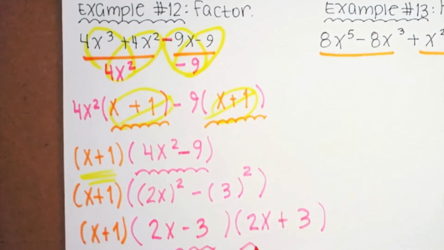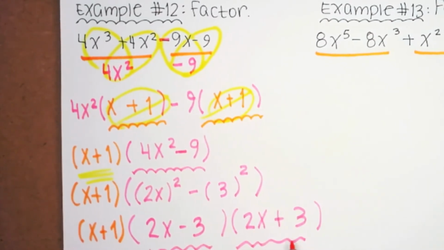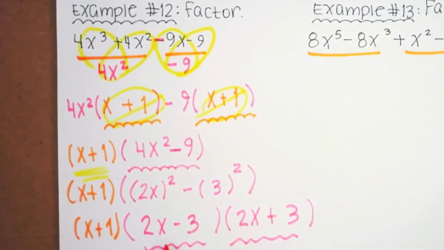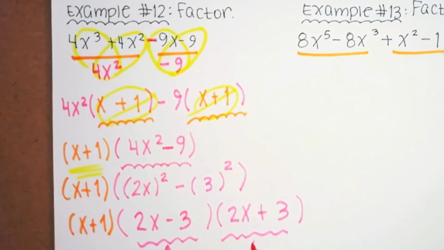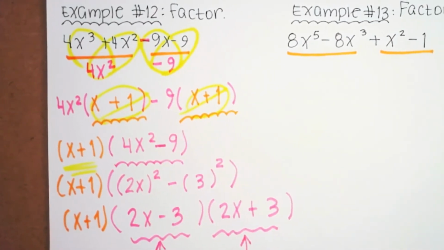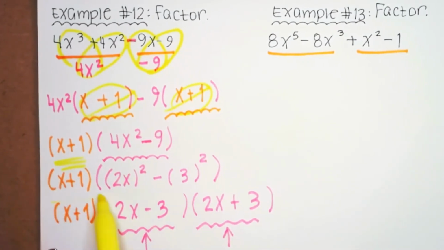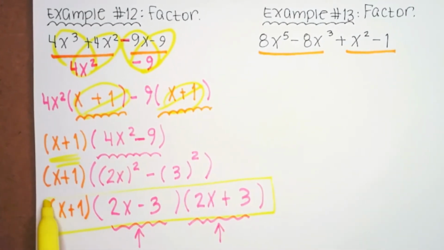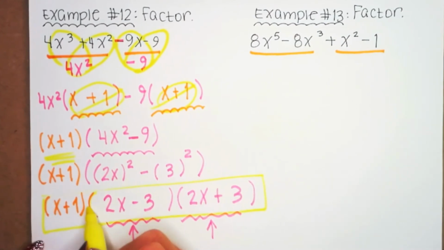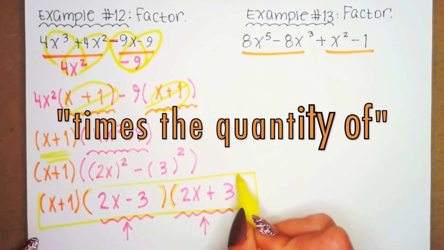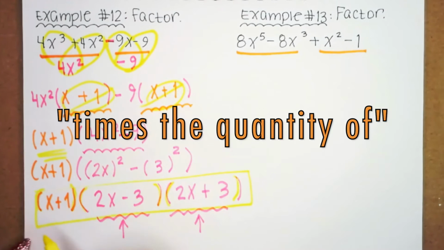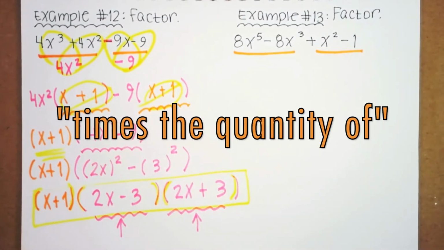What's the word we just said describes these two terms right here? They are conjugates of each other. So our final answer, x plus 1, 2x minus 3, x plus 3. Anytime something's in parentheses, you could say times the quantity of to describe that it's all grouped together in one set of parentheses.